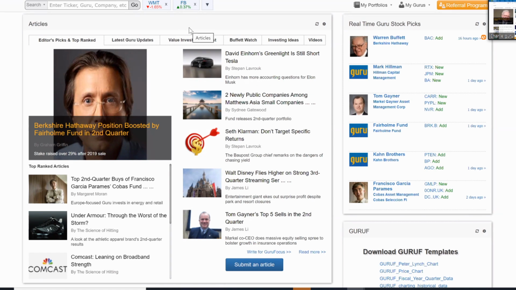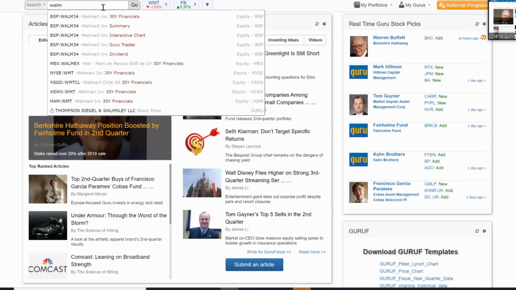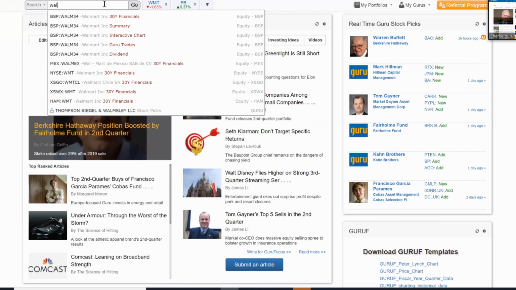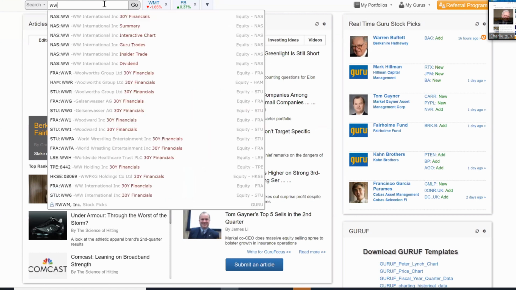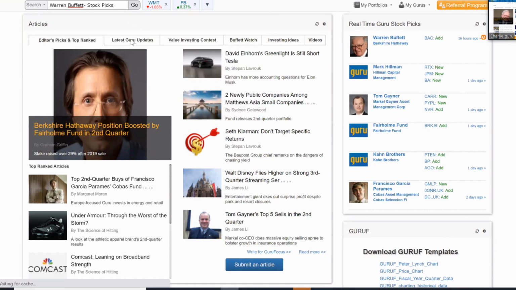One thing I always want to emphasize is the search function. The search function is very powerful, and I hope that you use it. For instance, you can search by company ticker and also by company name. You can also search by guru's name, for instance Warren Buffett, or you can just go with Buffett. And if you tap Buffett, you can go to Warren Buffett's stock picks.